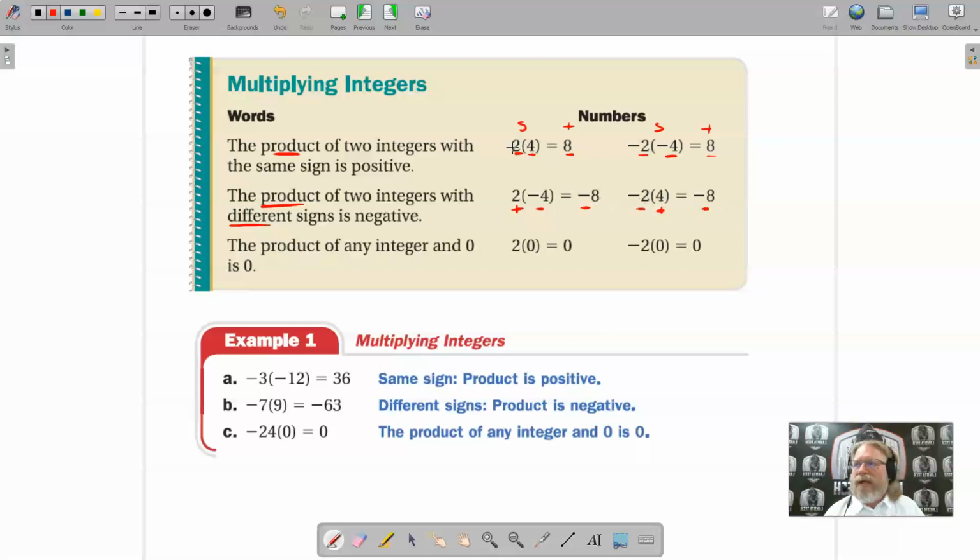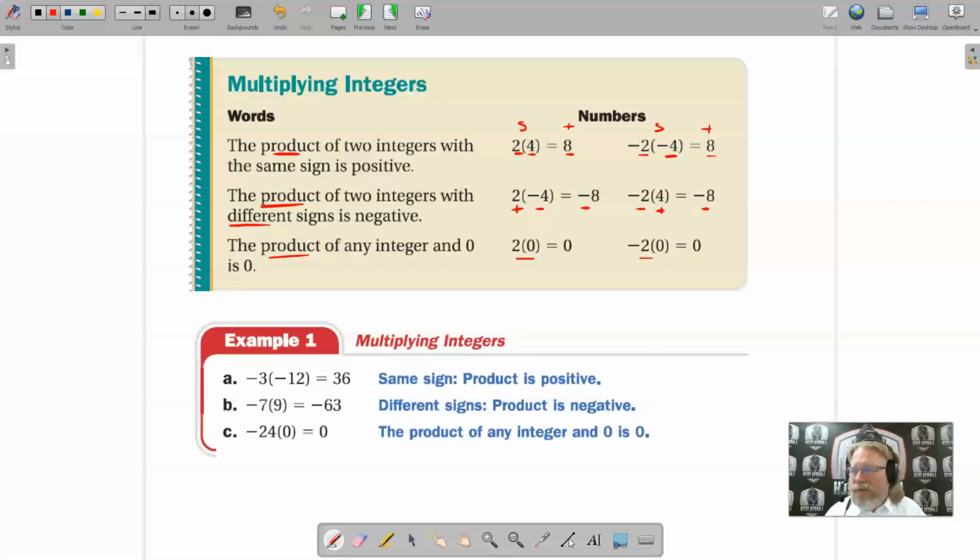So same sign, it's always going to be positive. So two positives make a positive, two negatives make a positive. And if they're different signs, such as a positive and a negative, or a negative and a positive, the answer is going to be negative. And then finally, of course, what we probably knew already is that the product of any integer and 0 is going to be 0, such as 2 times 0 is 0, or negative 2 times 0 is 0. So whether it's positive or negative, we multiply times a 0, the product's still going to be 0.